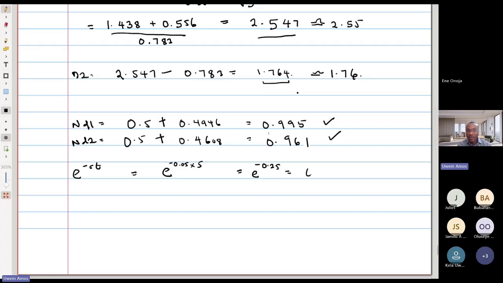So that is 0.779. I'm keeping all my answers to 3 decimal places because that's what I'm using. Does anyone have a different answer? We need help with that. Okay, so if we're all good, let's put all of our values together.